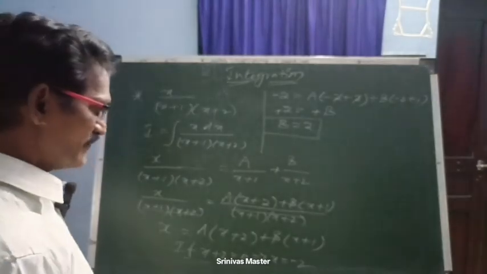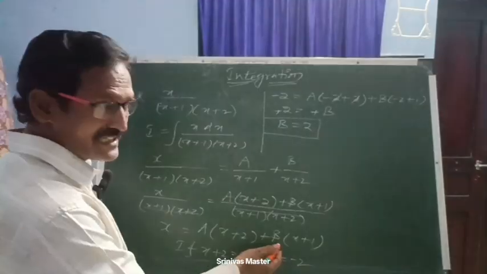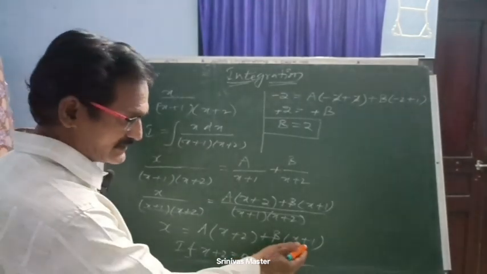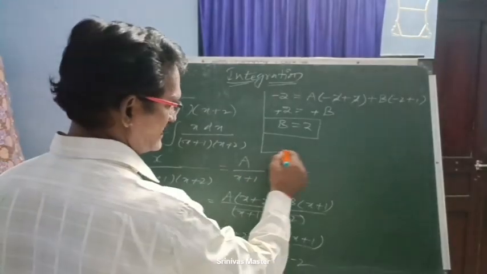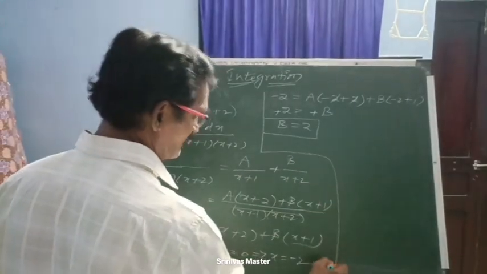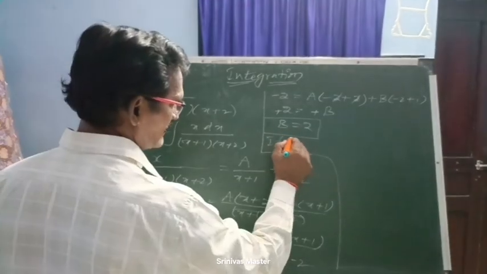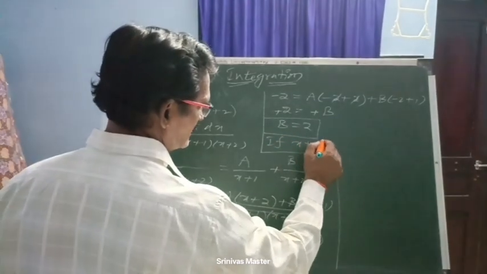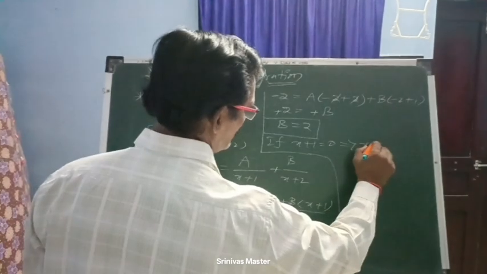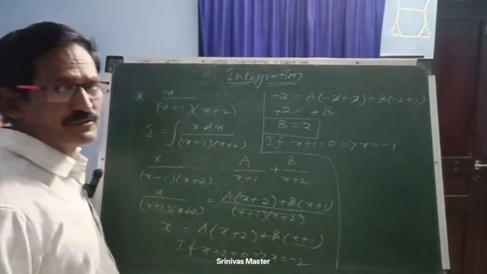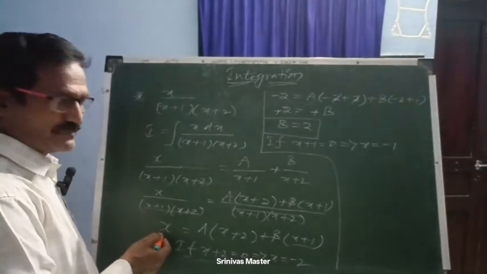Next what we need? A value we need. Okay, so this one you can make it as 0. That means take x plus 1 equal to 0. See children, x plus 1 equal to 0. That means if x plus 1 equal to 0, then we can say that x equal to how much? X equal to minus 1. So wherever x is there, in that place we have to take minus 1.